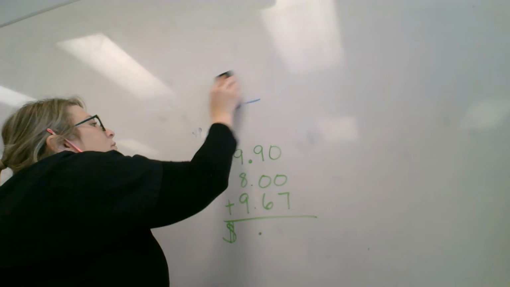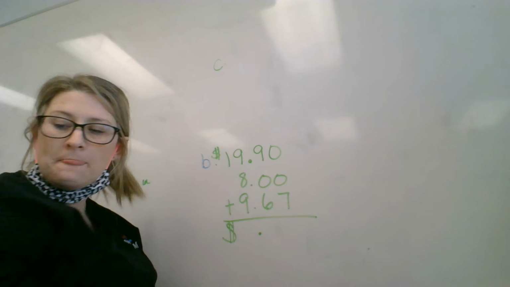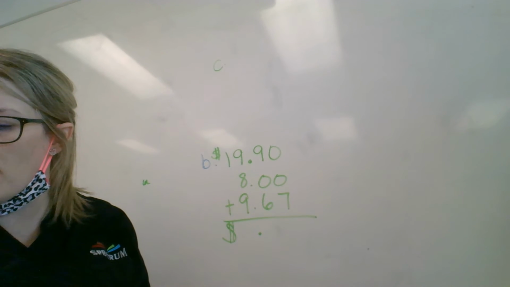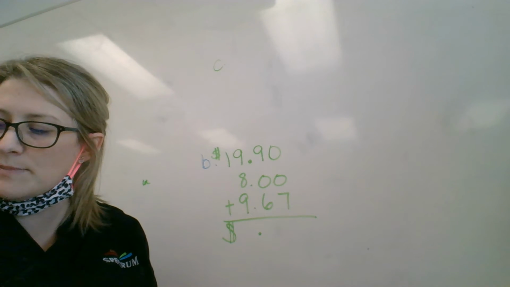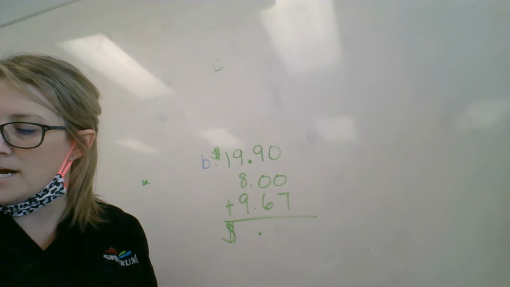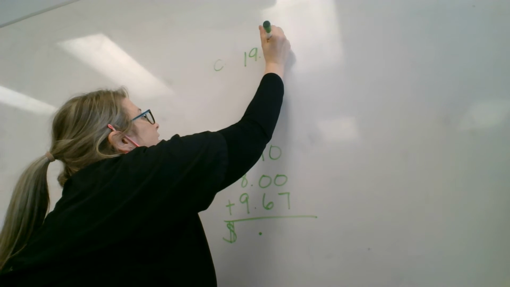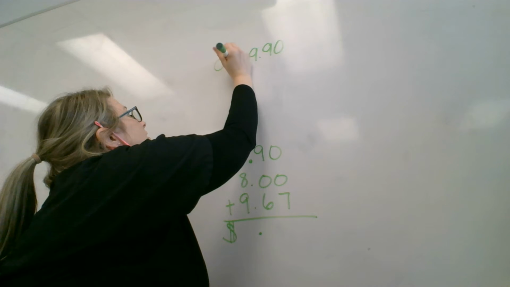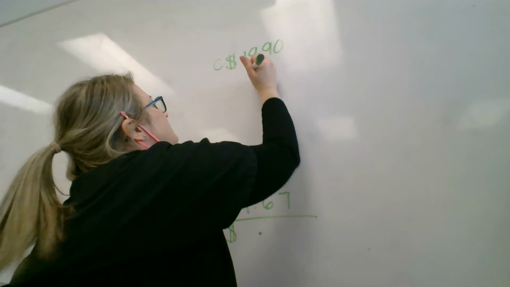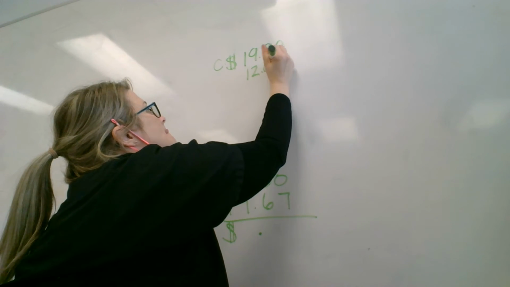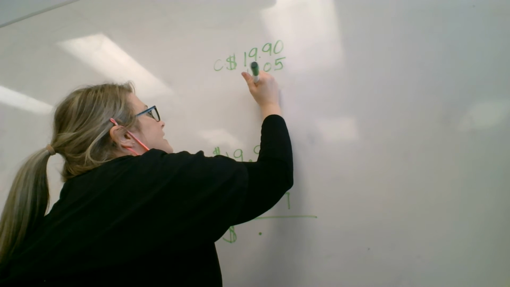Erase these so I have a little bit of room. I'll put problem C up here. All right, problem C. A little girl bought the shoes, the doll, and the sunglasses. How much did the little girl spend in all? All right, she bought the shoes. They were $19.90. She bought the doll, $12.05. And she bought the sunglasses, $9.67.